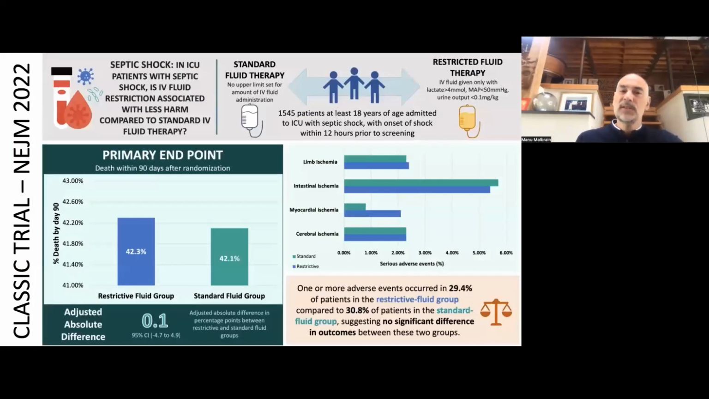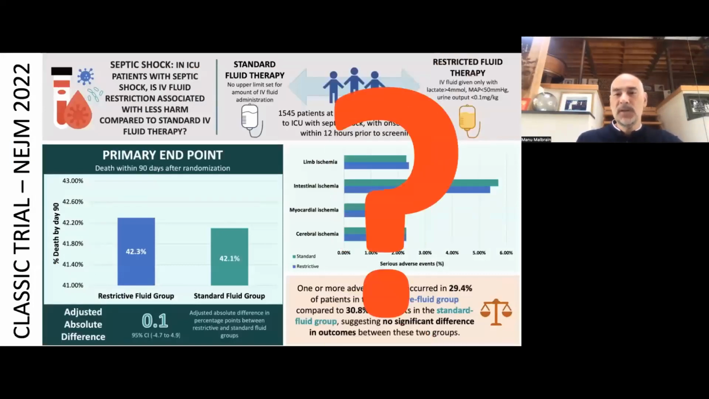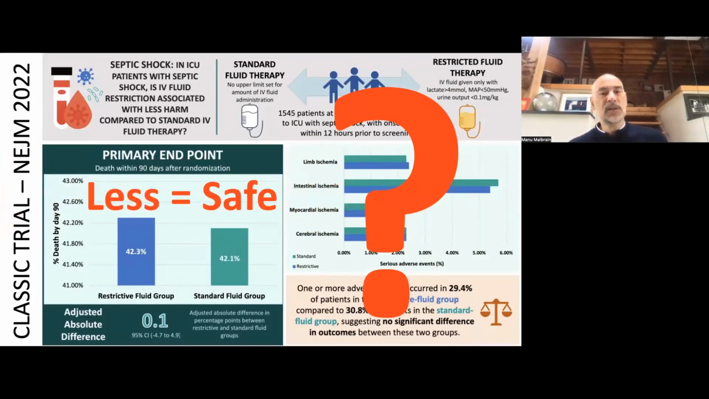So now we come to the recently published CLASSIC trial, New England Journal, looking at a large set of patients comparing restrictive and a more liberal or standard fluid group. You see the primary endpoint was not different, but because of that, you could say otherwise, that giving less fluids was the same outcome.